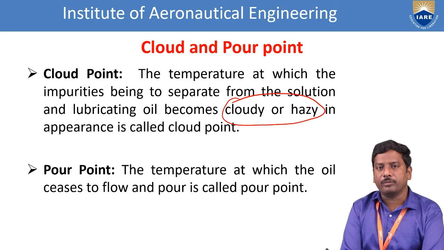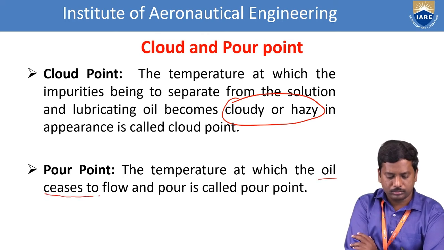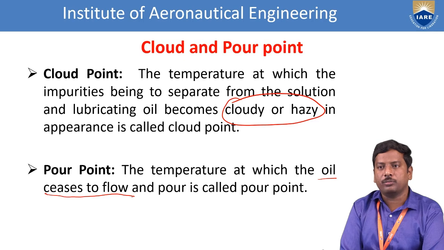And pour point means the temperature at which oil ceases to flow. That is called the pour point. That means at this point the oil is ready to get involved in the flow process. That is the pouring position, that's why this is called the pour point. The temperature at which oil is ready to flow or ceases to flow, that position is nothing but the pour point.